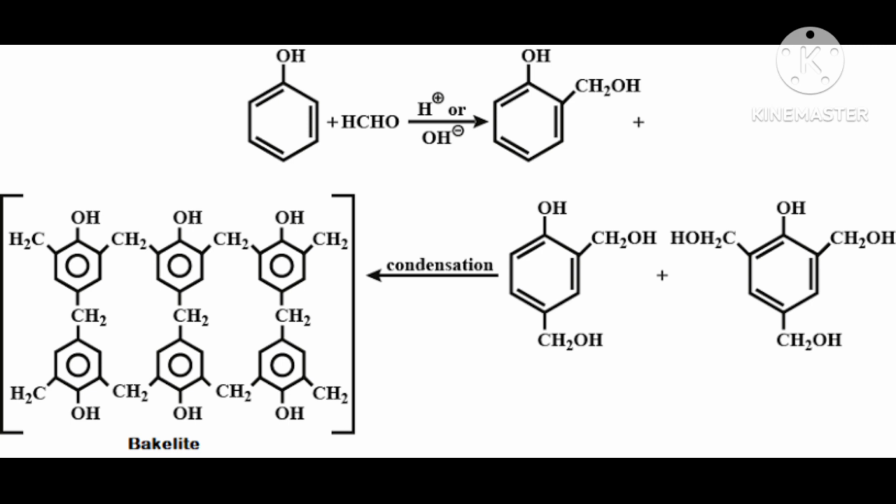Last class I discussed low density polythene, high density polythene, Teflon, polyacrylonitrile and polyamides. Under that I discussed nylon 6,6 and nylon 6. Also I discussed polyesters. Okay. Now I am going to discuss phenol formaldehyde polymer, also known as bakelite.